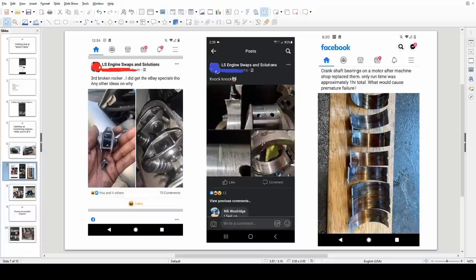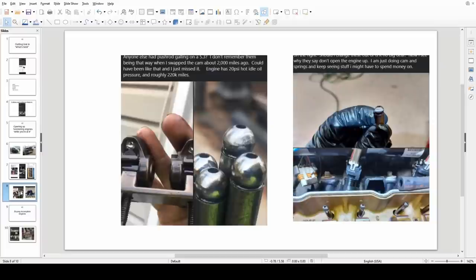This guy, I know this went to the machine shop because it's a number 8 sharpied onto this rod here. He messed with it. Why'd he mess with it? Now his rods are spun. This guy, my crankshaft bearings on a motor after machine shop replaced them. Only runtime was blah, blah, blah. I just saw another one. Maybe I have it here in this next slide. I don't. I just saw another one, though.